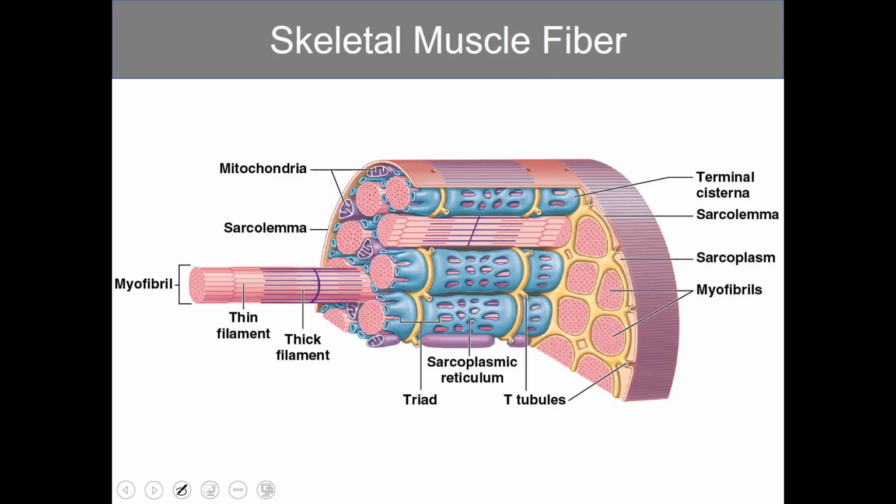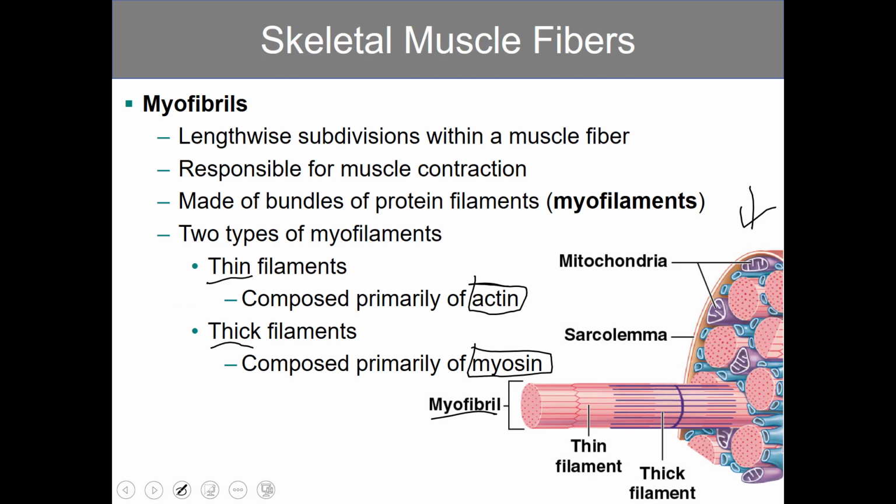So here we have just a cross-section of a skeletal muscle fiber. You can see the sarcolemma, which is the plasma membrane of the skeletal muscle fiber. And the sarcoplasm is everything inside. Inside, we have bundles of myofibrils.